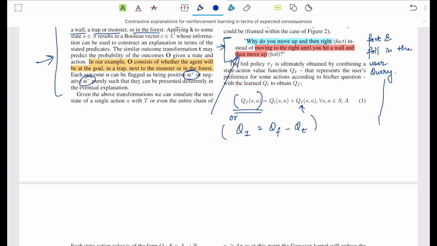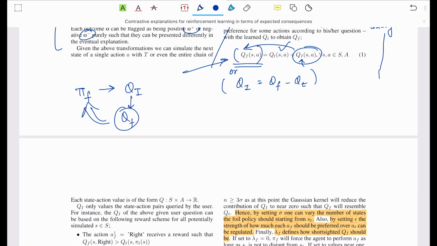Now, as we know, what we really need for us to completely understand this work is this pi f. For pi f, we know that what we need from this equation here is this qi. Again, qt is something that the agent had learned, so we already have this. qi is something that we need to figure out, and once we have this, we will have qf, and once we have qf, we can use this to get a pi f, and then we can contrast. So the problem that now remains is to figure out what qi is.